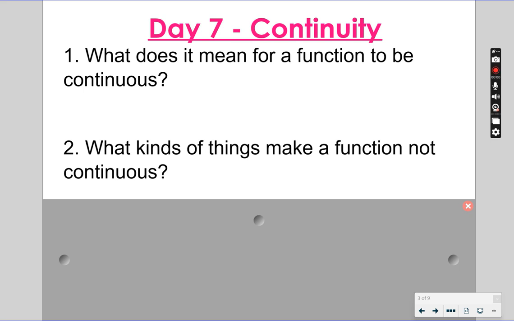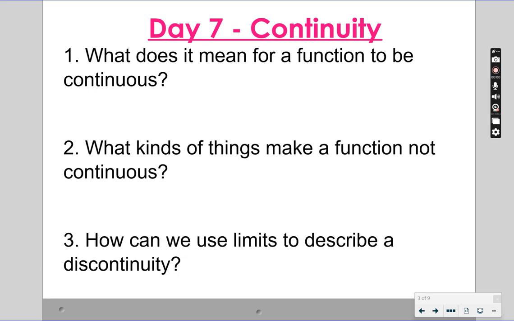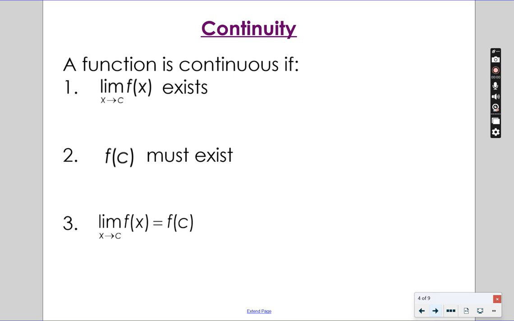Anything else make a function not continuous? I can think of a graph we've done recently. Yeah, a piecewise function. Yes, where it jumps. Remember that absolute value of x over x graph? That's another one. Those are the three types of things we're going to be talking about. And then how can we use limits to describe a discontinuity? So there's three types we're going to talk about: holes, vertical asymptotes, and a jump. That one we just talked about. So I'm going to have you guys write down this definition of continuity first, and then we'll get into our limits.